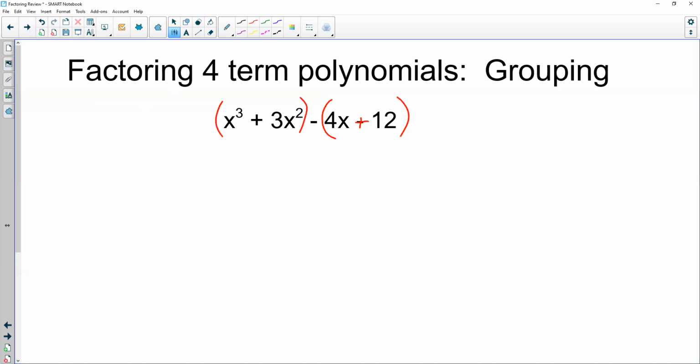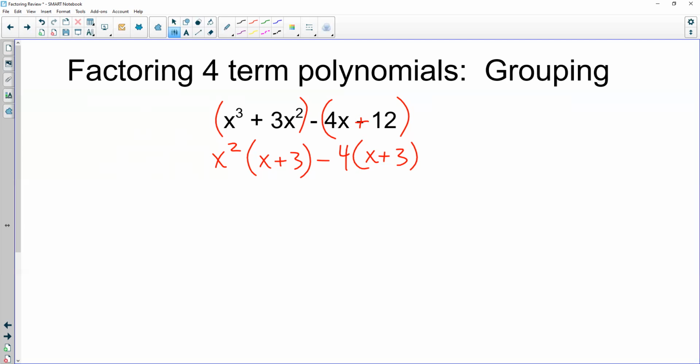All right, from here, now we just simply factor each group or each parenthesis. So in the first parenthesis, I can factor out an x squared. I am going to be left with an x plus 3. In the second group, I can factor out a 4. And when I do that, I'm going to be left with x plus 3. This is how you can tell that you're on the right track with your grouping. After you factor each group, you should have the same factor in both terms. So notice now that we have an x plus 3 in both terms.